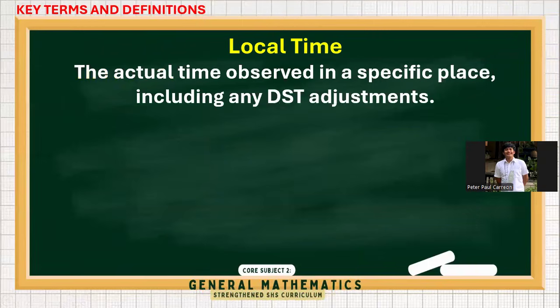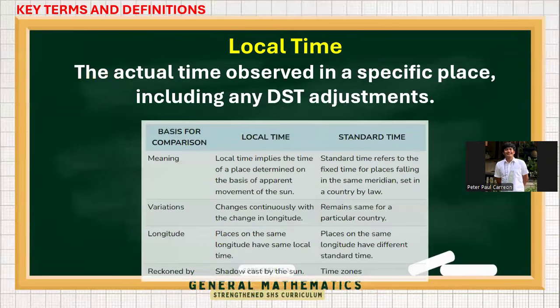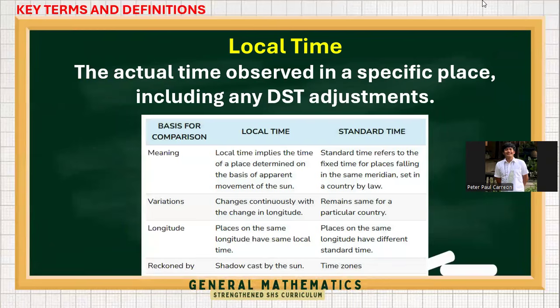So let's talk about the local time. The local time is the time observed in a specific place, including any DST adjustment. So that is actually the actual time observed. To give you the difference between the two, examine the given table. As you could see, we have the comparison, the meaning, the variation, longitude, and the comparison reckoned by.